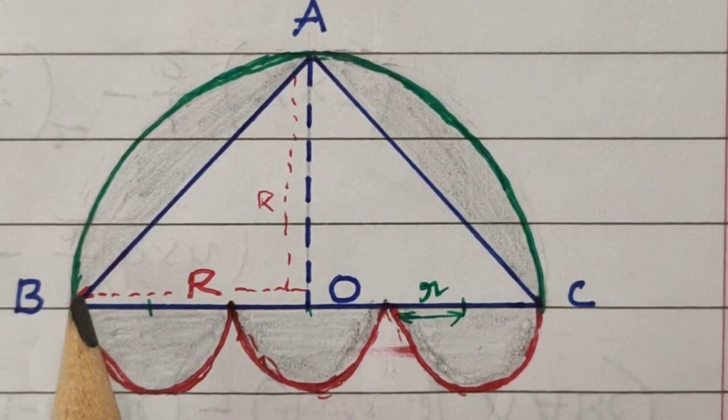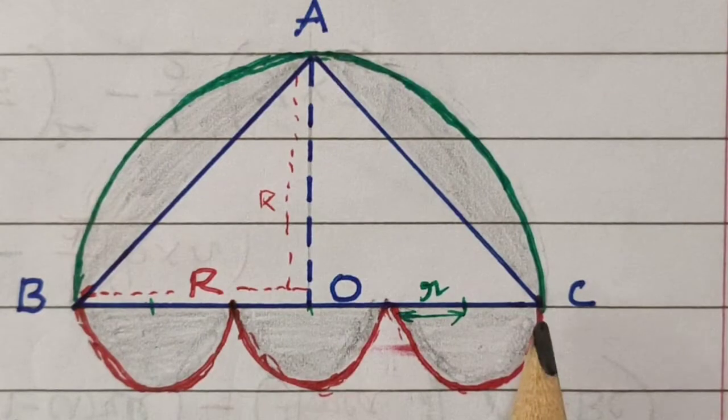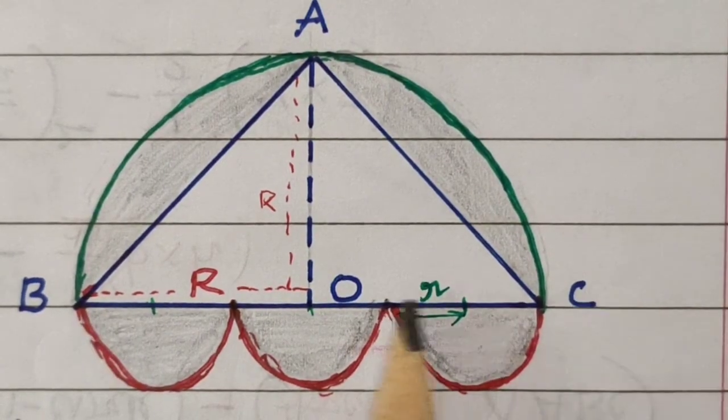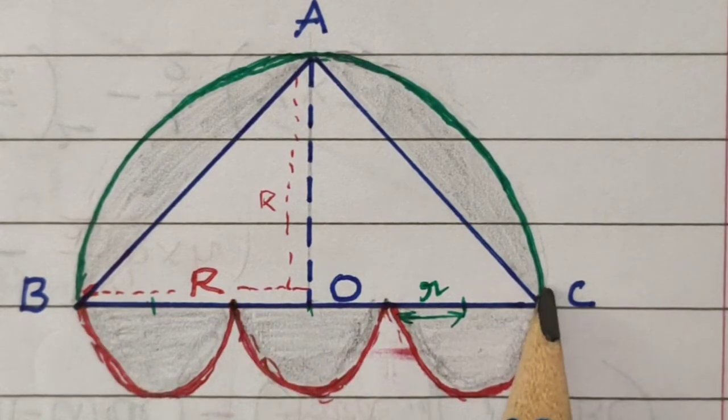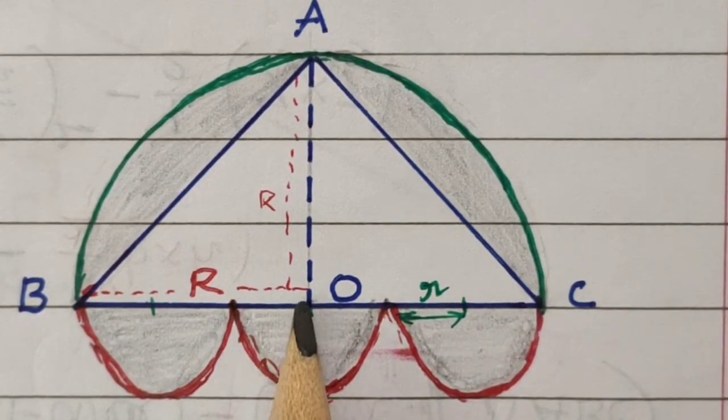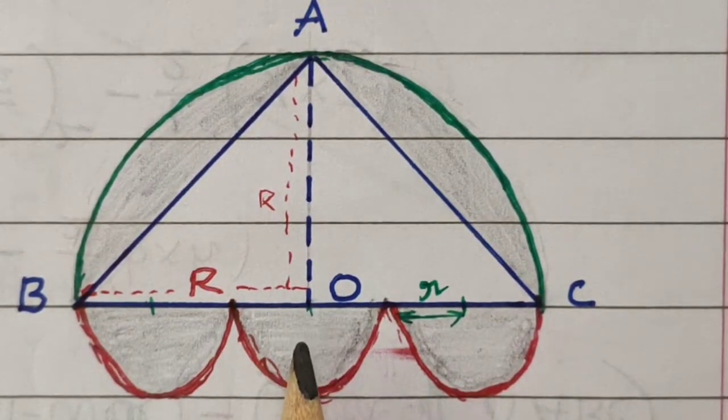Radius of this semicircle is, they have given BC. This is half of this. From here to here, it's going to be the radius. 84 divided by 2 will give the radius. That is 42 centimeters.